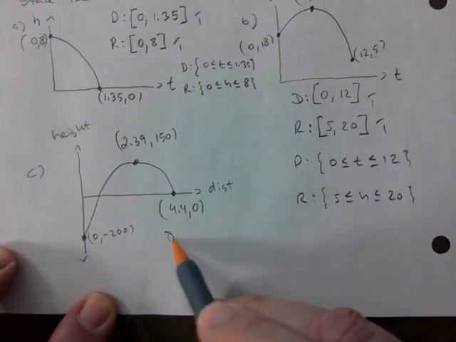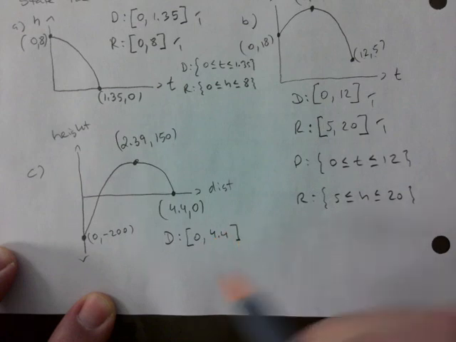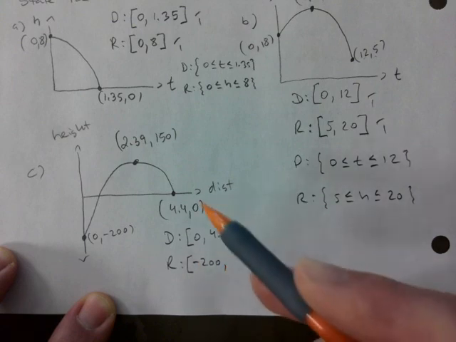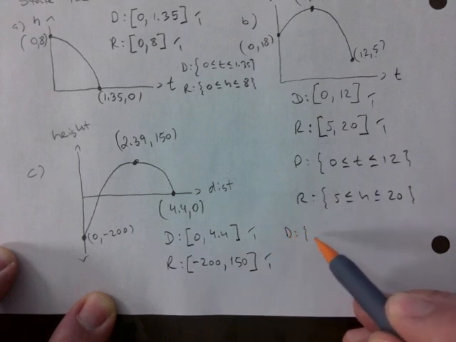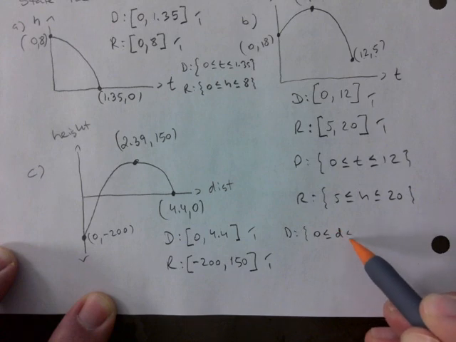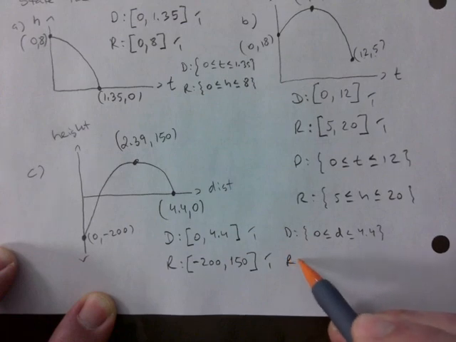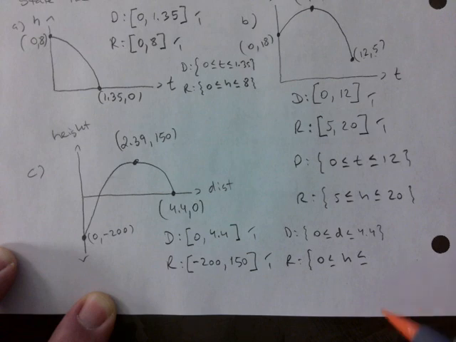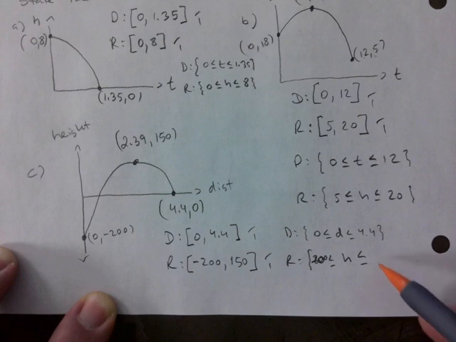And then this one here, your domain goes from 0 to 4.4. And your range goes from -200 all the way to 150. 1 mark for each. If you chose set, it's 0 ≤ d ≤ 4.4. And range is, sorry, not 0, -200 ≤ h ≤ 150.